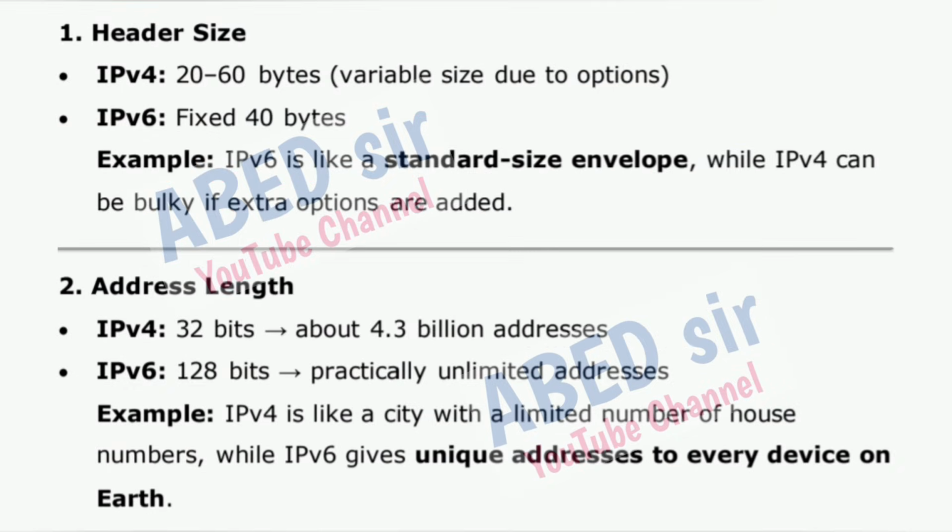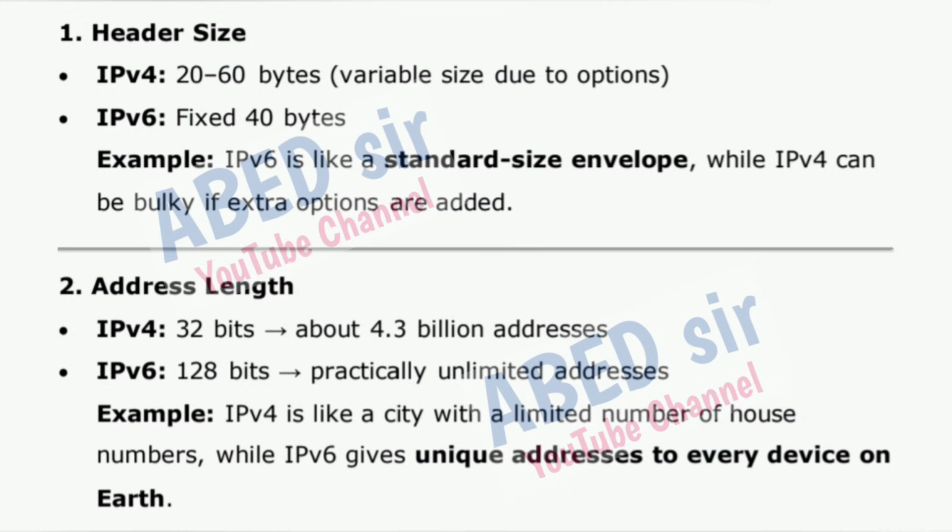1. Header size. IPv4, 20 to 60 bytes, variable size due to options. IPv6, fixed 40 bytes. Example, IPv6 is like a standard size envelope, while IPv4 can be bulky if extra options are added. 2. Address length.